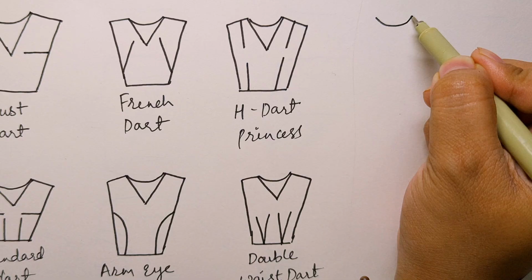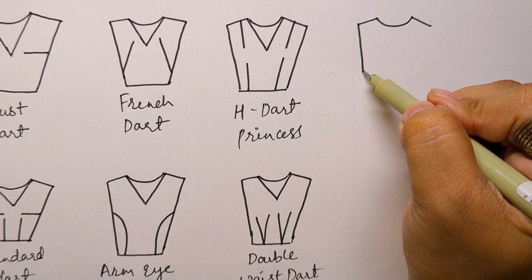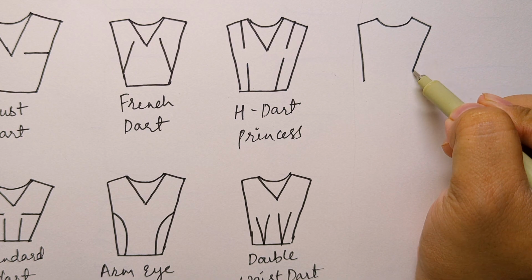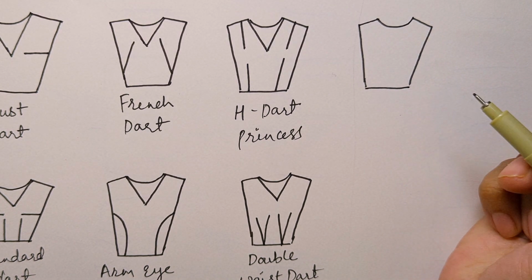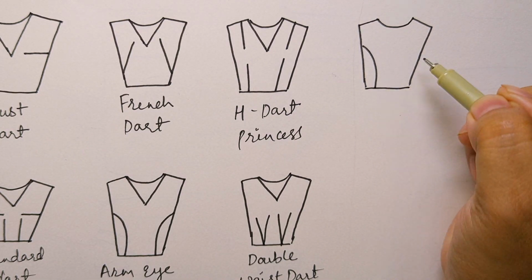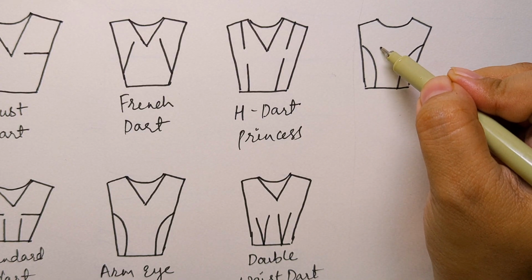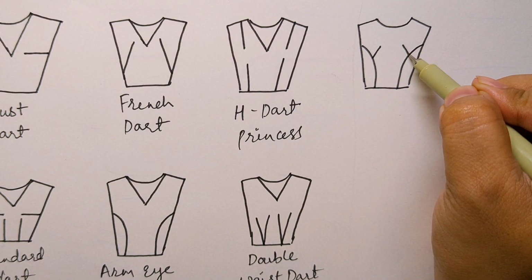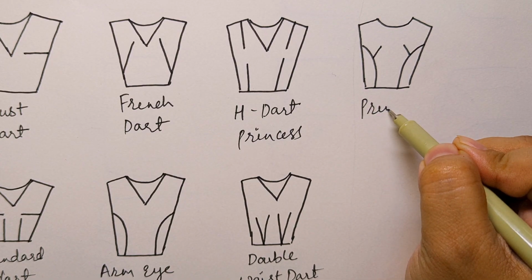Next is a princess seam. Unlike a small dart, the princess seam is a long curved seam that runs down from the shoulder and armhole to the waist. It replaces darts completely and gives a smooth, continuous shaping line. It is very often used in gowns, jackets, and fitted dresses for a more refined fit. This seam beautifully enhances body curves while giving a sleek look to the garment.